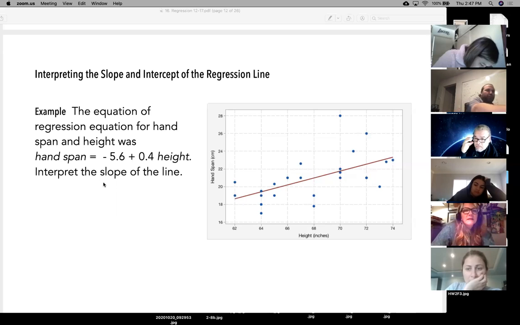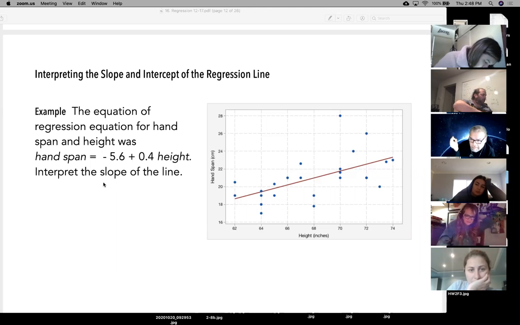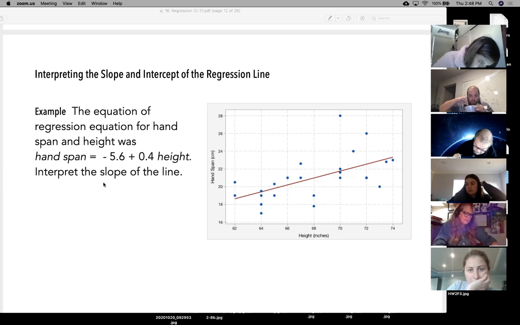In the context of this problem, don't just say, oh, the slope is 0.4. What does that mean? I forgot how to verbalize that. What page is that, Professor? Oh, interpreting the slope. Here we go.